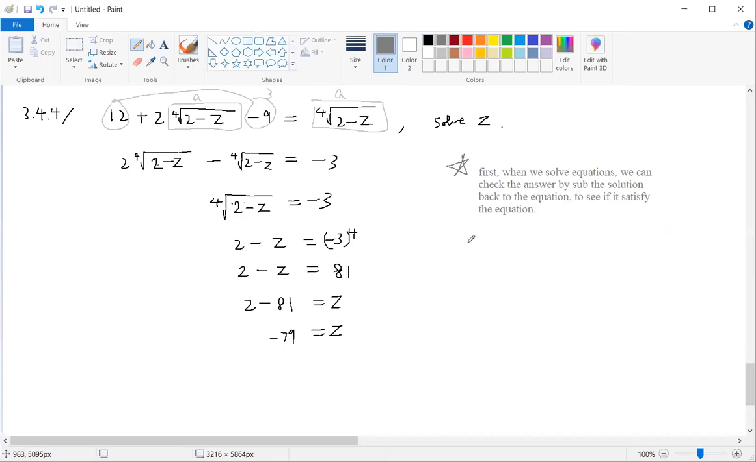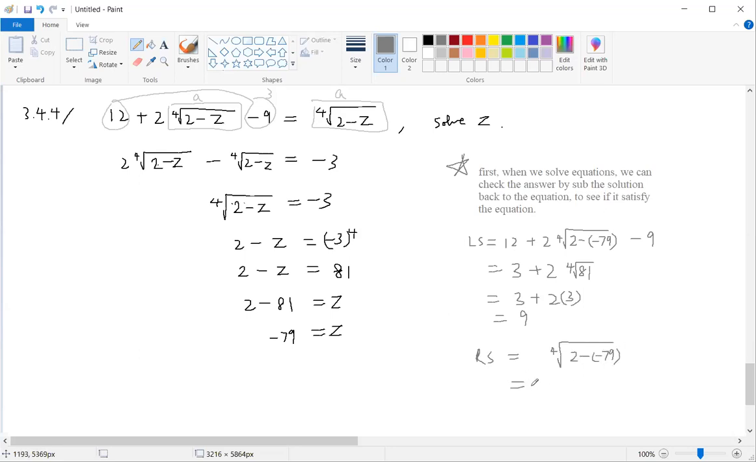If we plug back in here, the left hand side equals 12 plus the fourth root of 2 minus -79, then minus 9. So that's just 12 minus 9, which is 3. Then the fourth root of 81 is 3, plus 2 times 3, which is 9. But the right hand side equals the fourth root of 2 minus -79, which is the fourth root of 81, which is just 3. So it doesn't work.